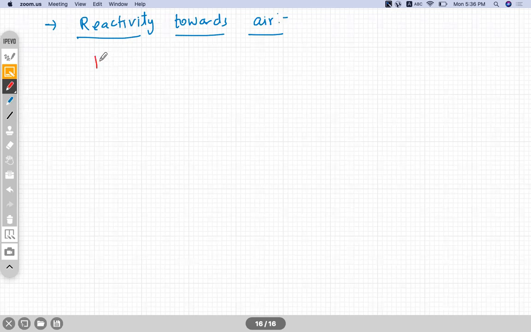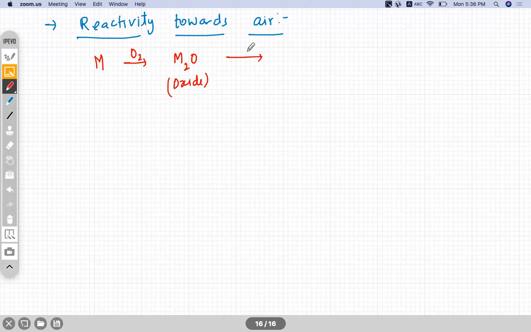So basically, when we have a metal M with oxygen, it forms M2O. This is the oxide we have. With further exposure to oxygen, it converts into M2O2, which is peroxide. Further, it converts into MO2, which is superoxide.